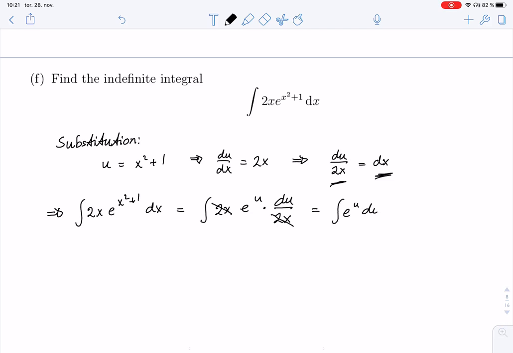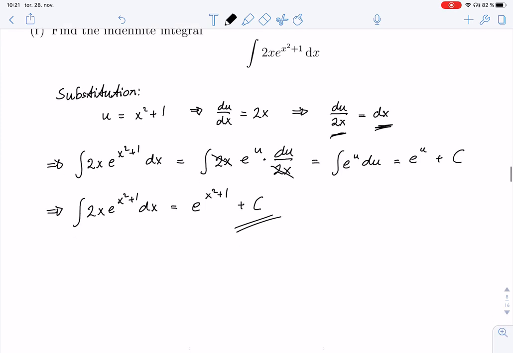And we have a very nice little integral, which is quite simple to find the integral of. And then we have our result. Substitute back to x squared plus 1, and we need to remember the constant c, and that's it. You could check your result. You don't have to, but sometimes it's nice to do.